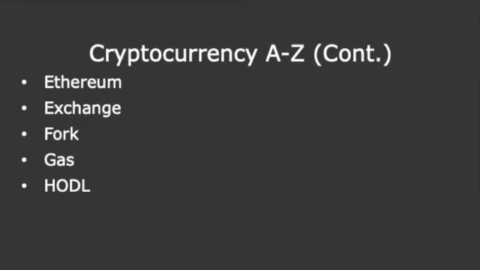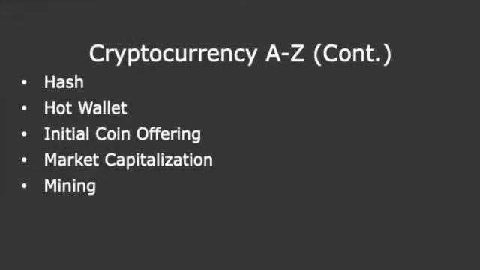HODL. HODL stands for Hold On For Dear Life. The term originated from a typo a user made on a Bitcoin forum in 2013. He meant to say hold, but he wrote HODL instead. So it's taken shape as a word that people use when you buy and hold cryptocurrency. It refers to a passive investment strategy in which people buy and hold the cryptocurrency instead of trading it, in hopes that it increases in value.